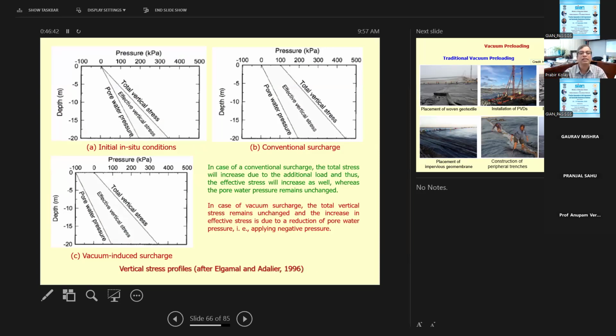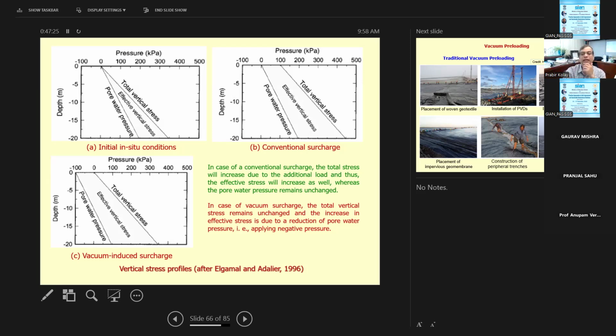So here you can see three different situations. Figure B is the conventional surcharge. So basically, what is happening with the total vertical stress, effective vertical stress, and water pressure? Over here, in the initial conditions, you see the total vertical pressure and water pressures. Again, you need to understand that the pore water pressure is u generally, and the effective stress is the total vertical stress minus the water pressure. So the more the effective stress, the more load the soil can take, right?